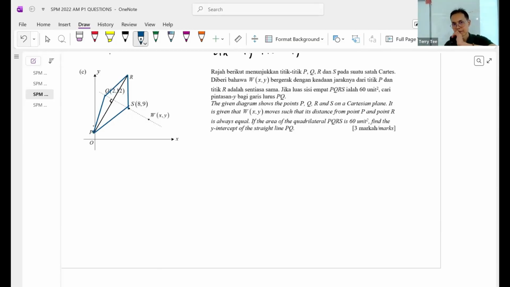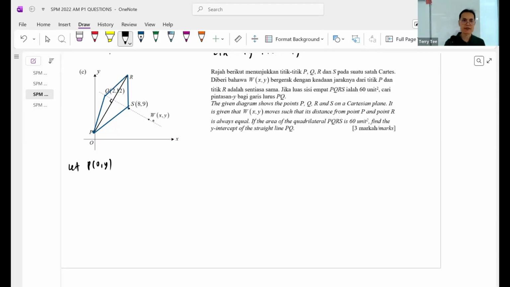What is the y-intercept of straight line PQ? Do you know? I don't know. Notice that you don't know point R. You don't know point P. But we know P should be, let's say, 0, y. It should be in this form.